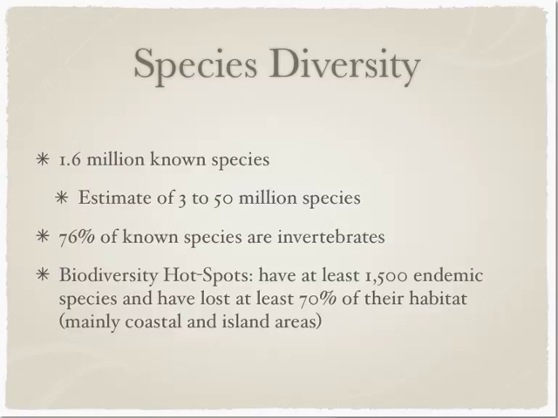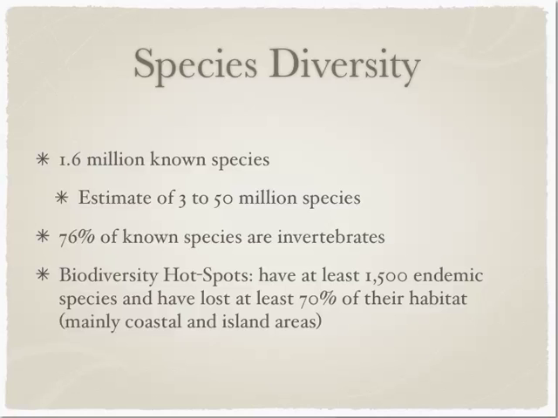Species diversity. 1.6 million species are known to live on our planet, but we estimate that there's 3 to 50 million species on our planet in total. The species that we have yet to identify, we assume are mostly invertebrates and bacteria. This assumption is based on the fact that we know that 76% of the known species are invertebrates.